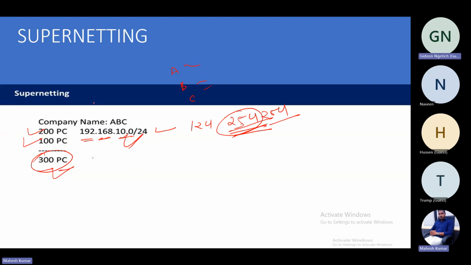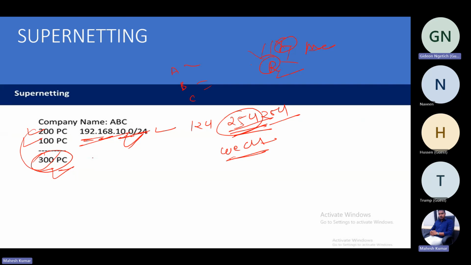In that case we cannot change the IP, because there may be a firewall and a router, and many policies are configured there. If we change the IP series, many policies need to change at the same time, so it will be hectic. So without changing any policy or the IP series, how do we establish communication? This is the main concept of supernetting.